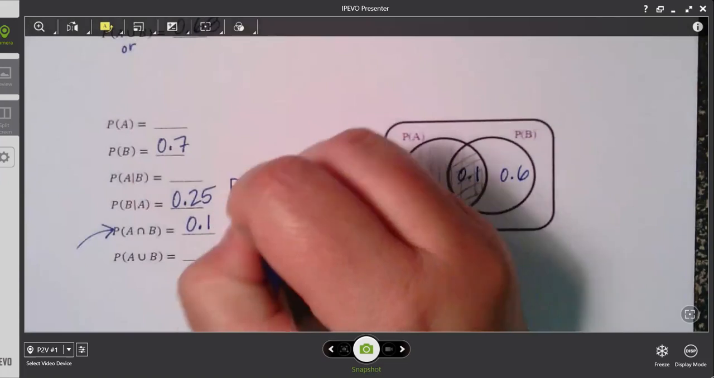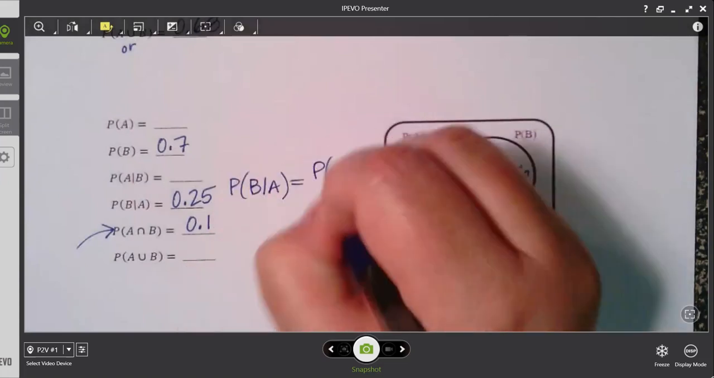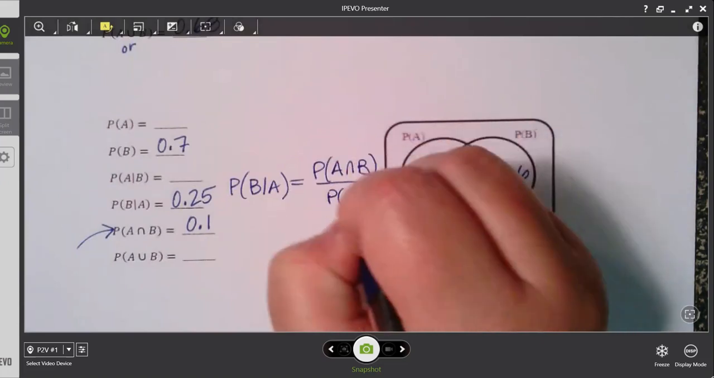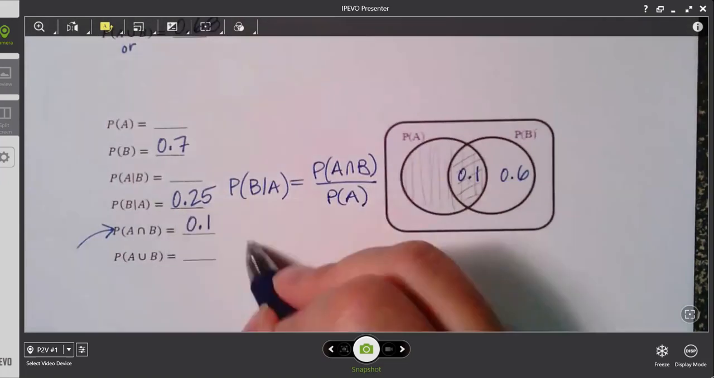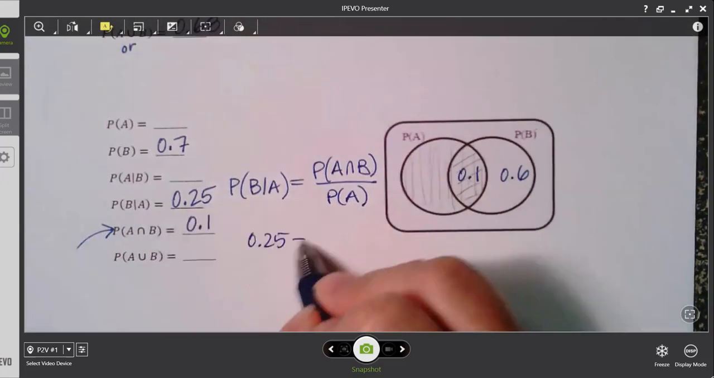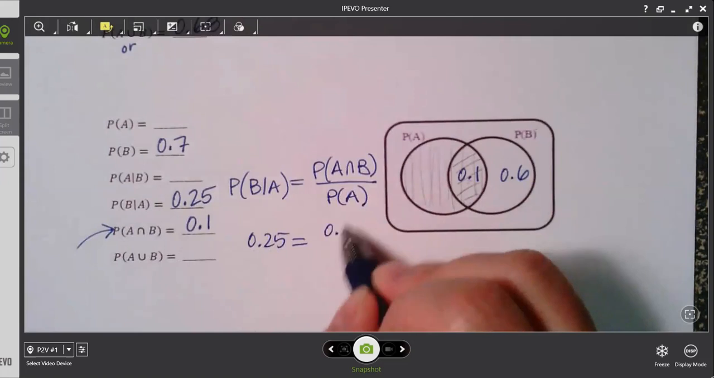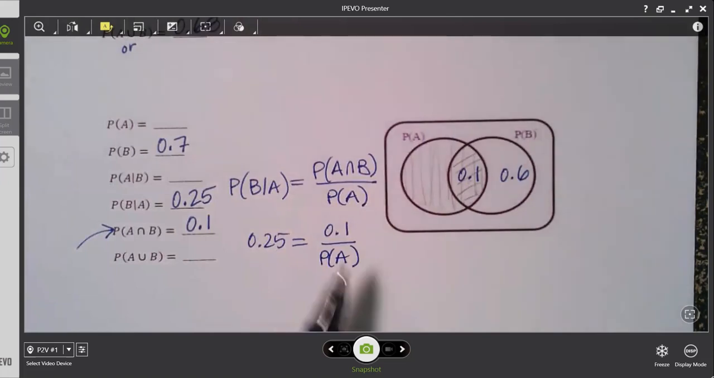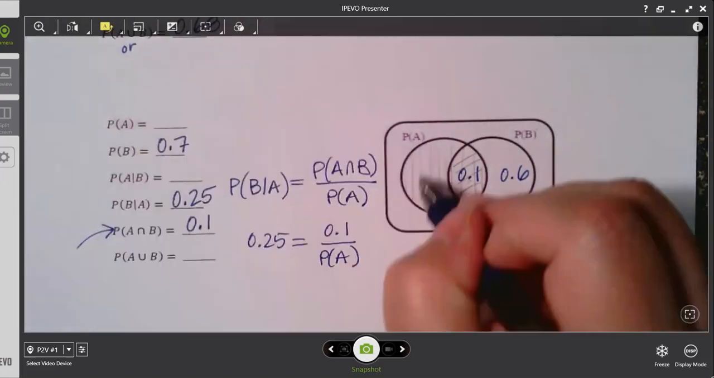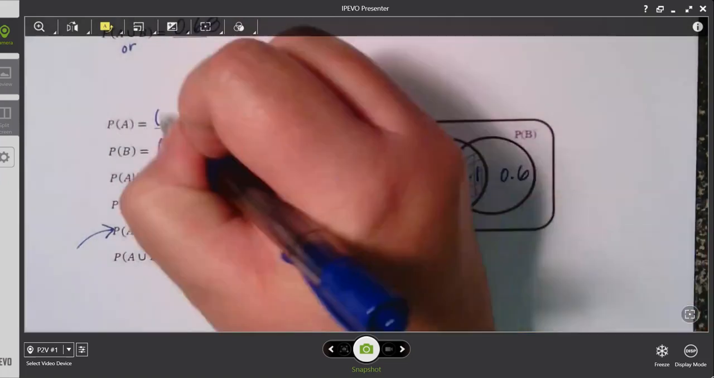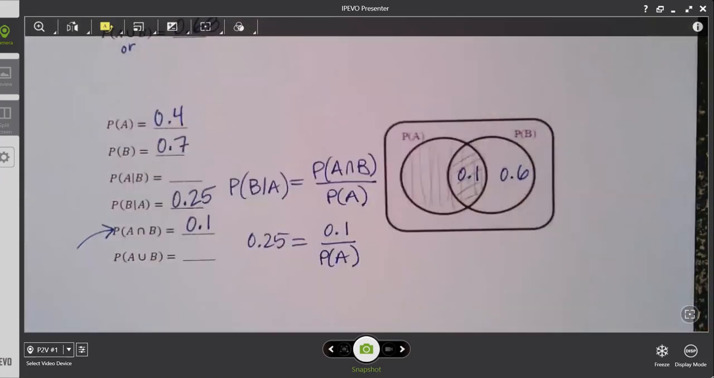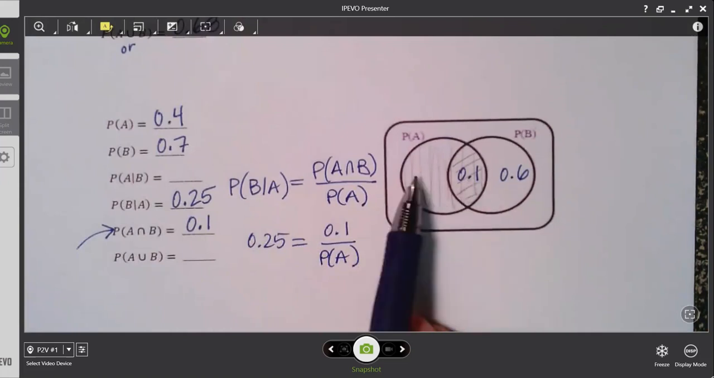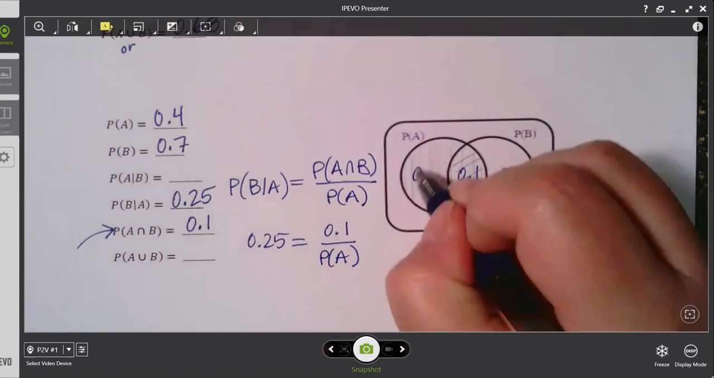P of B given A is the probability of being in both divided by the probability of being in A. Okay, so I know this 0.25 equals this divided by, and this is the part we don't know. If I solve that equation, I'll get a 0.4 here. And that is telling me all of P of A is 0.4. For this to be 1/4 of all this, 0.1 is 1/4 of 0.4. So that doesn't mean a 0.4 goes out here. That means a 0.3 goes out here because it's all together that it's 0.4.